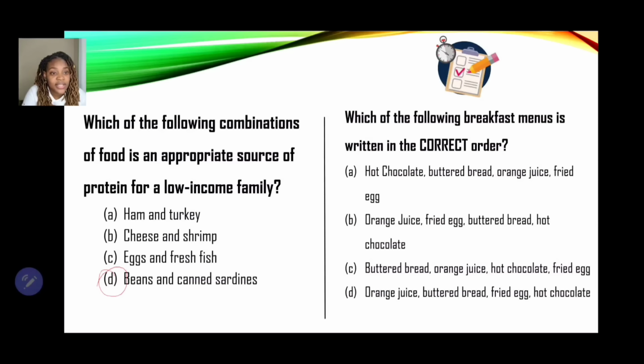A, hot chocolate, buttered bread, orange juice. You know that's a no-no, you see it starts off with the hot beverage at the beginning. B, orange juice, fried egg, buttered toast, hot chocolate. Awesome. Now let us look at the others. B is looking really good there. C, buttered bread, no. D also starts with orange juice, but guess what? The protein would come next. Therefore, the answer here is B, where we have orange juice, fried eggs, buttered bread, and hot chocolate.